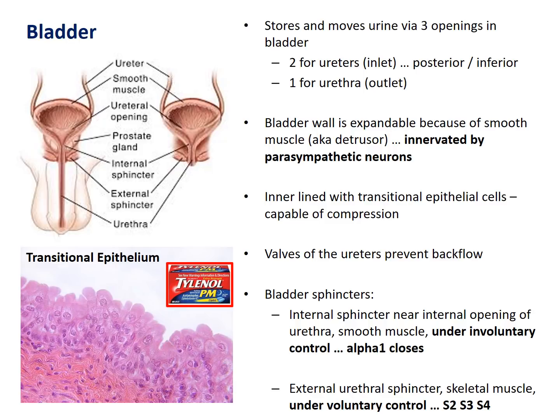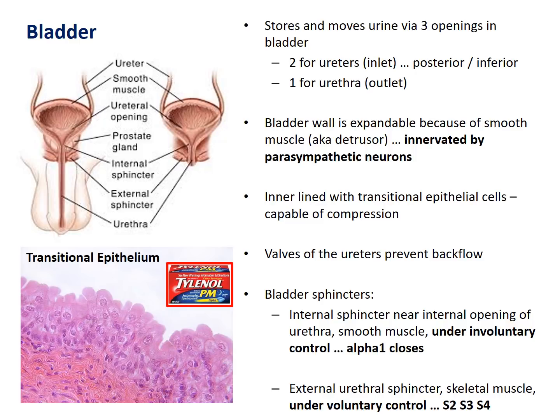So in order to void, you need to contract parasympathetics, relax sympathetic alpha-1, and then voluntarily relax the external sphincter. When all that happens in unison, then you can void. The lining of the bladder is epithelium. They refer to that as transitional epithelium. It's able to be compressed as the urine fills the bladder up.